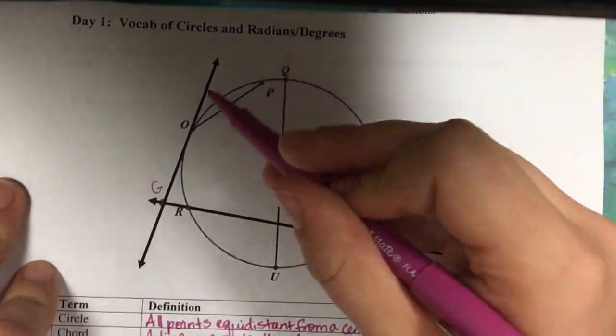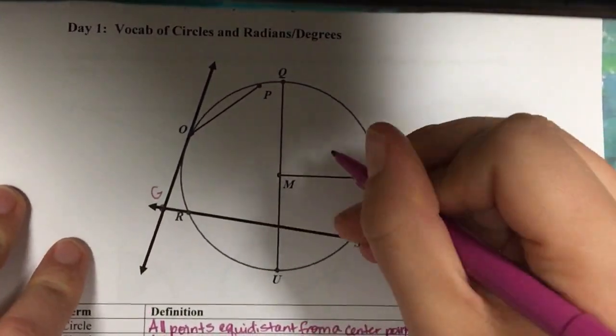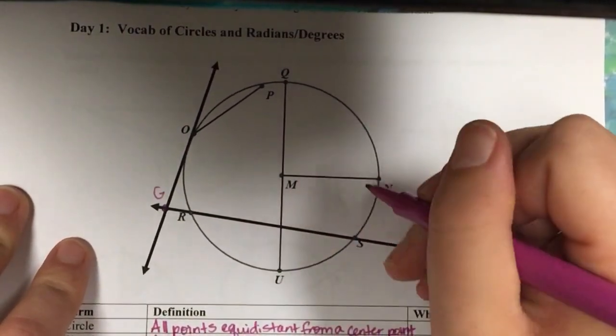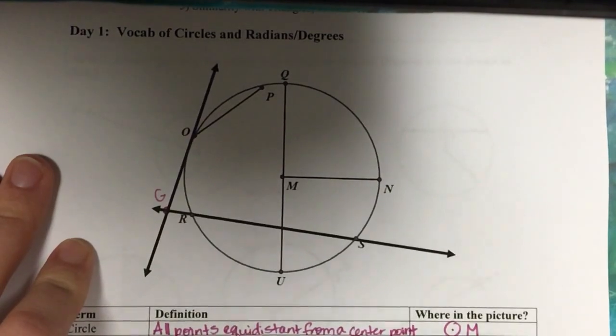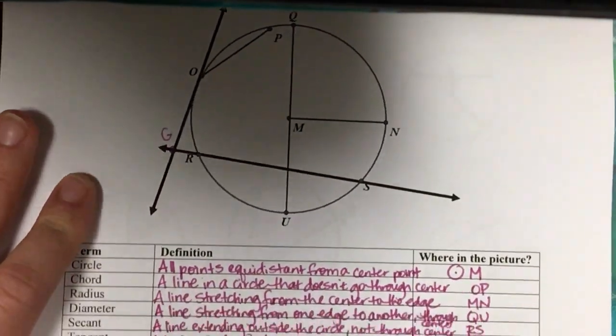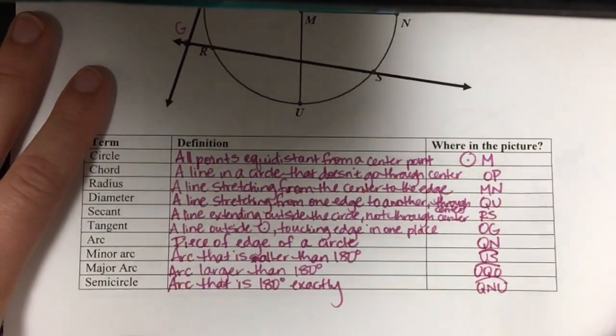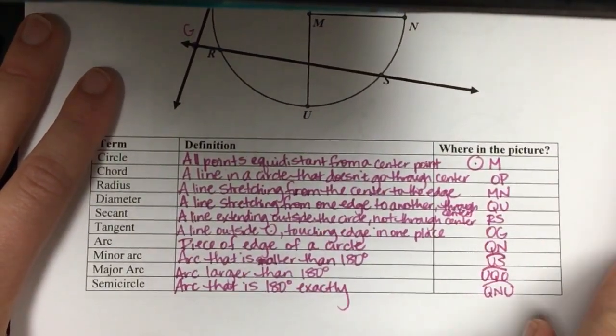It doesn't really matter which way you're going, but if you wanted to specify, you could call this side of the arc QNU. So that would be a semicircle, arc QNU. All right.